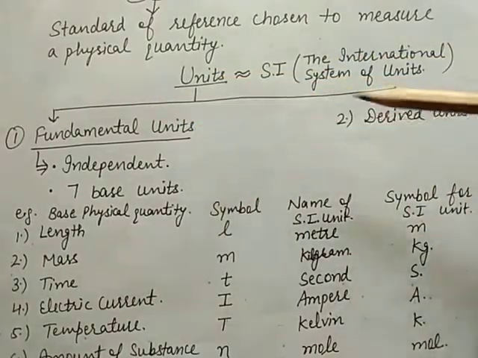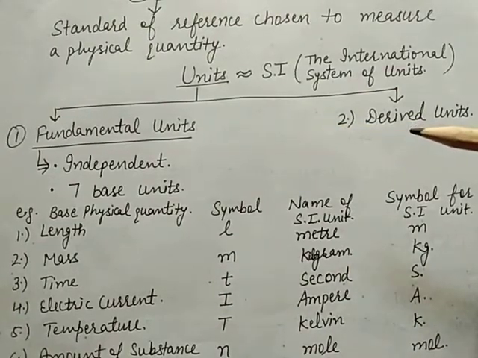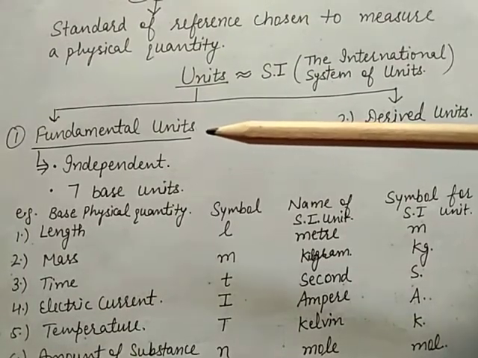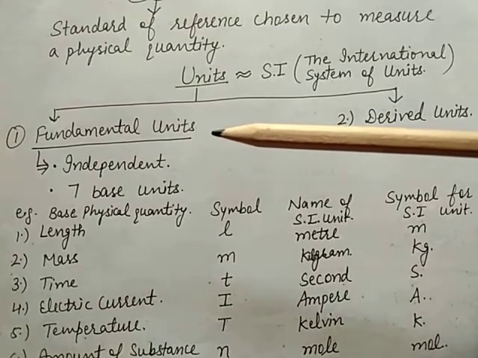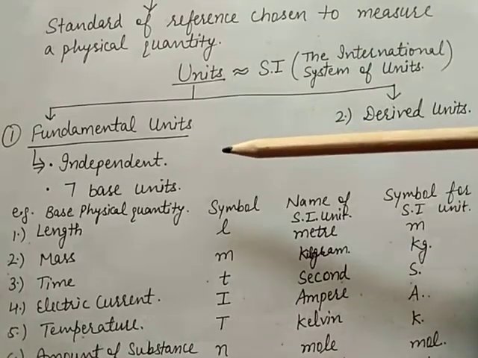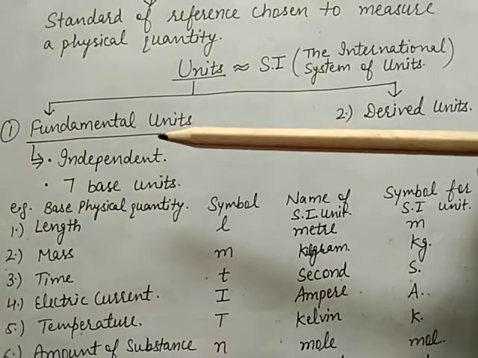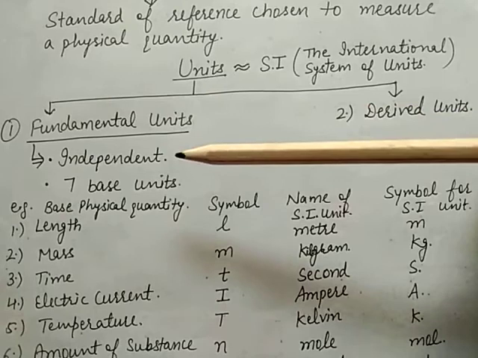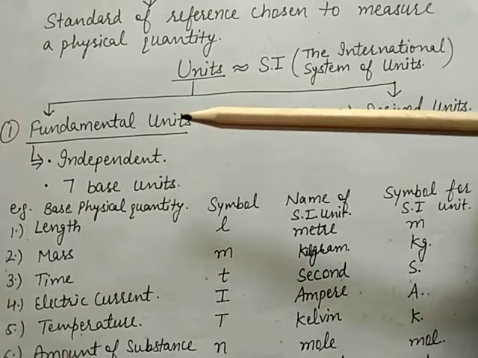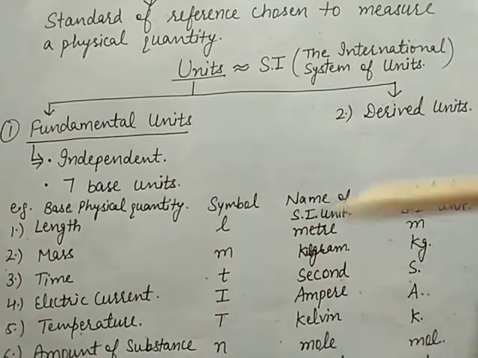Units are of two types: fundamental units, second is derived units. Here we will discuss one by one. First, fundamental units. In this system, there are 7 basic units, and these units are independent, means they cannot be derived from any other unit. So these are called fundamental units, like this.